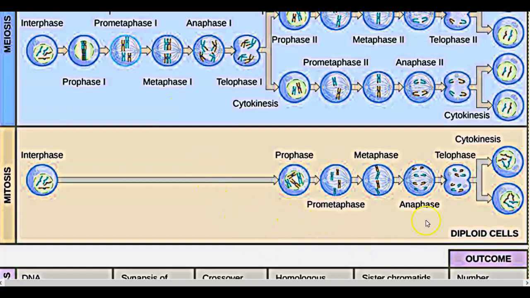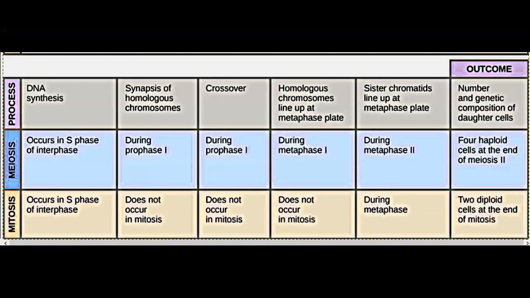Goes through PNAT, ends up with 2 cells that are diploid. We can make a chart like this. If you make charts like this, it will be really, really helpful to study. DNA synthesis, process, S phase, and meiosis, also in the S phase, interphase, and mitosis.